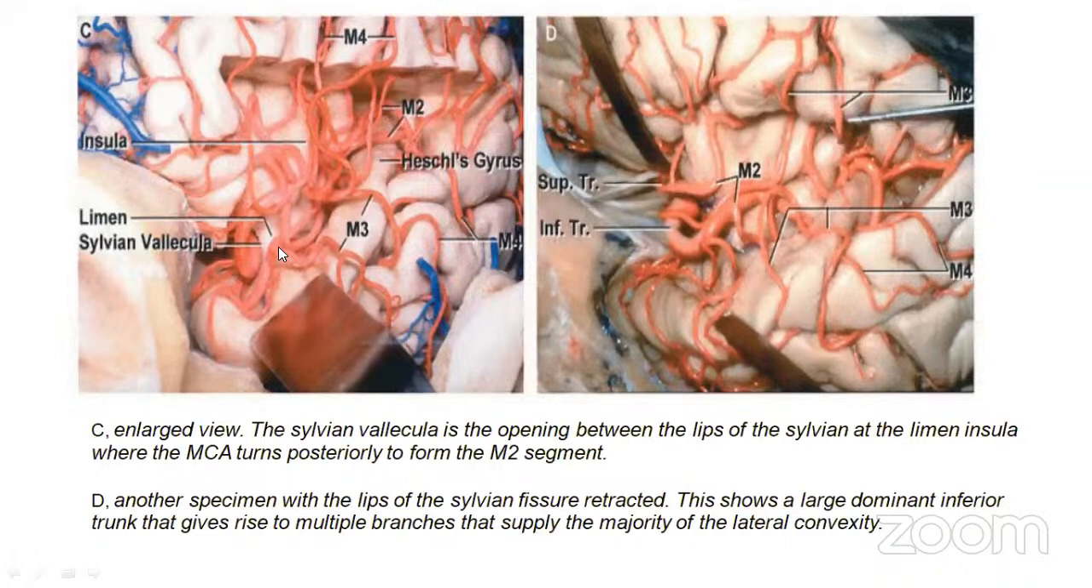Whereas if you see this diagram, this is a further deeper dissection. The Sylvian vallecula is the opening between the lips of the Sylvian fissure at the limen insulae, where the MCA would turn posteriorly to form the M2 segment.